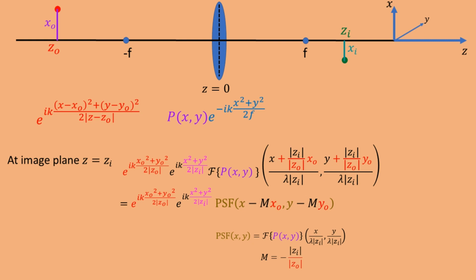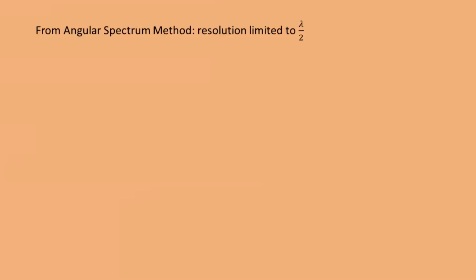So we see that the image produced by an off-axis point source is the point spread function that is shifted by an amount that depends on the location of the point source and the magnification of the image. Also, it is multiplied by a quadratic phase factor and a global phase factor that depends on the location of the point source. So how will these findings affect the imaging resolution?